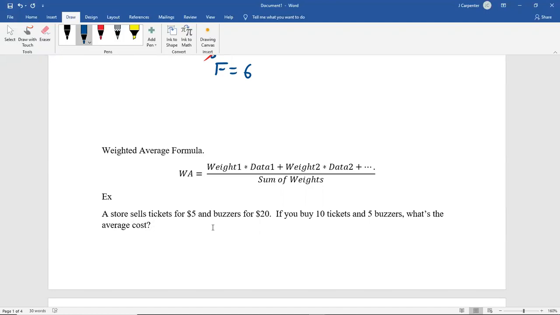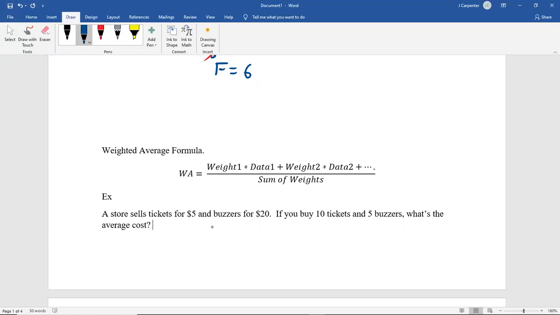So again, the average cost here is not just taking 5 plus 20, which is 25, and dividing by 2, because there are 2 different types of things. It's like if you added up every single ticket and every single buzzer that you bought. So if you bought 10 tickets, you'd be adding that 5 ten times. And then you have your buzzers, so you'd be adding 20 plus 20 plus 20 plus 20 plus 20. And then you would divide by the number of things you bought, which would be the 10 plus the 5, which would be 15. That's the long way of doing it, but people never want to break it out that long way. They want to keep it in a simpler setup.